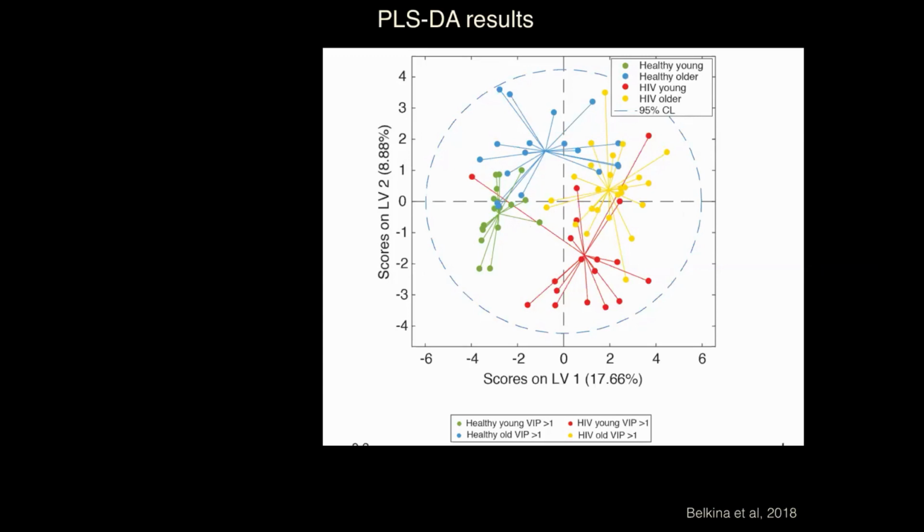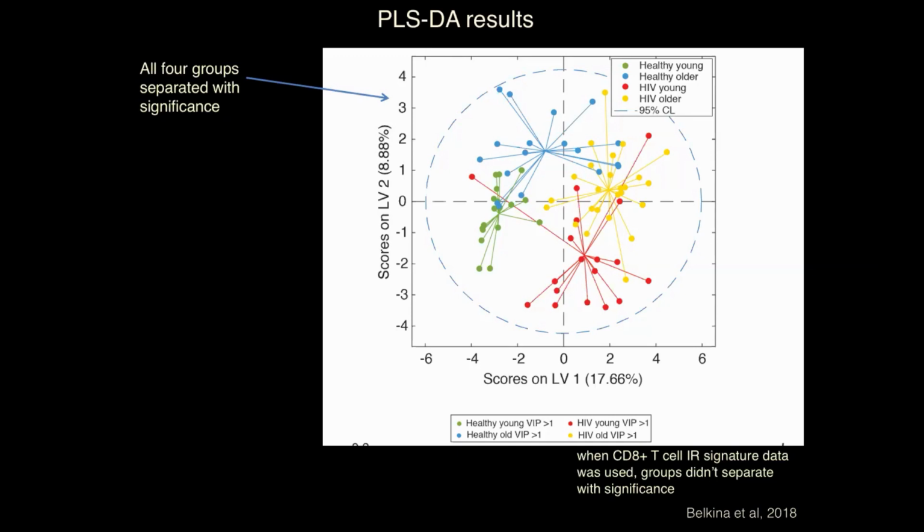So we did the same modeling, but replaced the gamma delta T cell signature with a CD8 T cell inhibitor receptor signature. CD8 cells also express all 4 inhibitor receptors, and they were not different by Citrus. So when we did this replacement, the model failed to separate the groups.